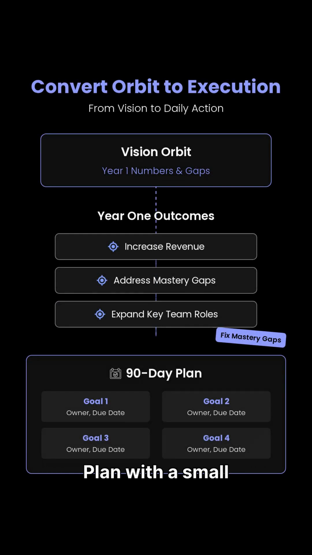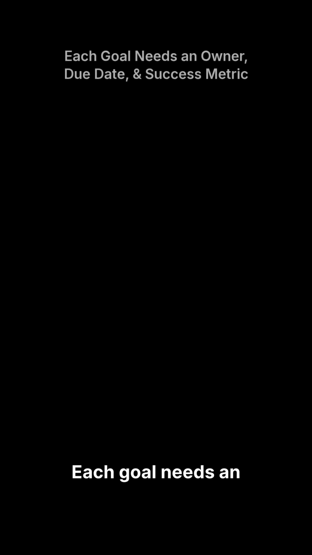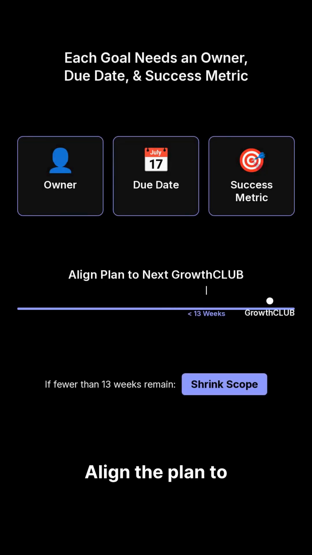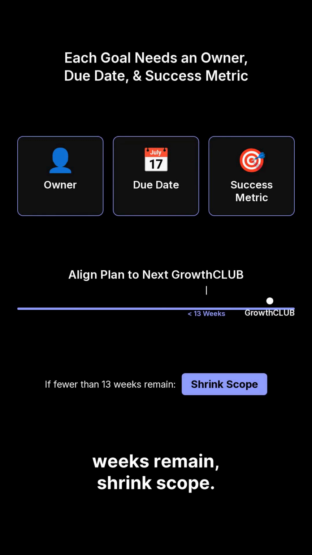Build the 90-day plan with a small set of goals. Each goal needs an owner, due date, and success metric. Align the plan to the next Growth Club date. If fewer than 13 weeks remain, shrink scope.